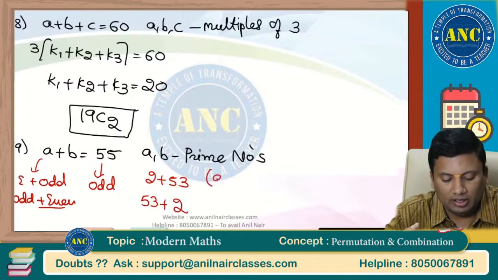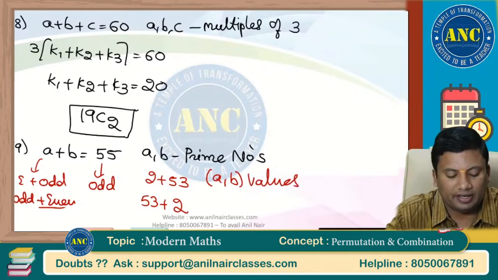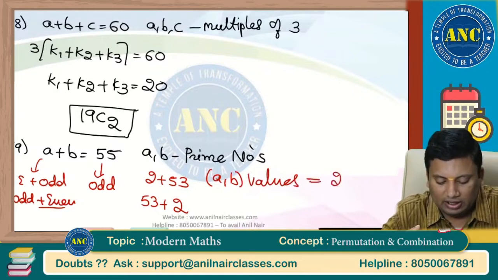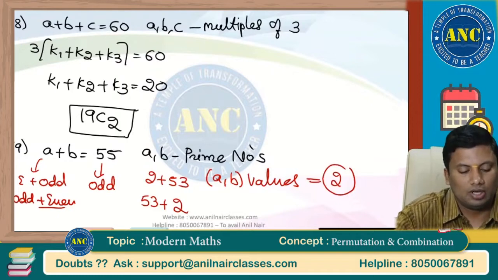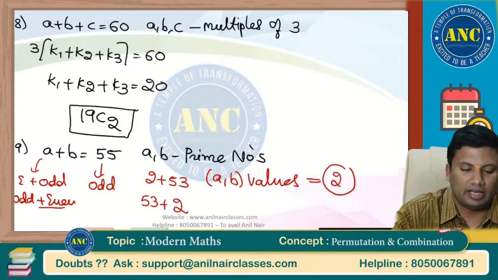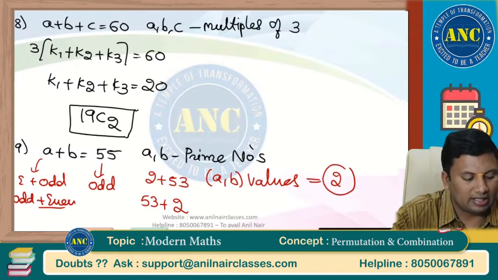So how many values can A, B take? A can take either 2 or A can take 53. So the number of values A, B can take is nothing but 2. 19th question. I hope the idea is clear.